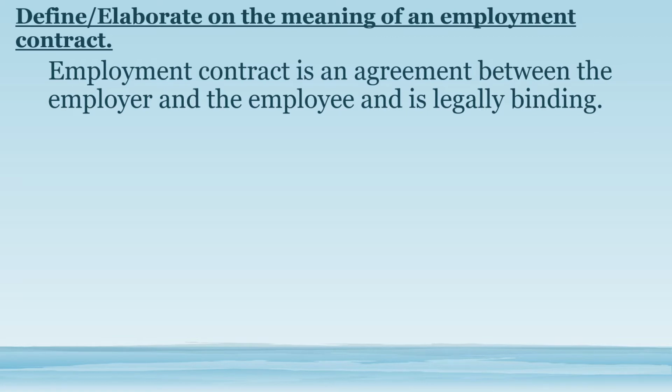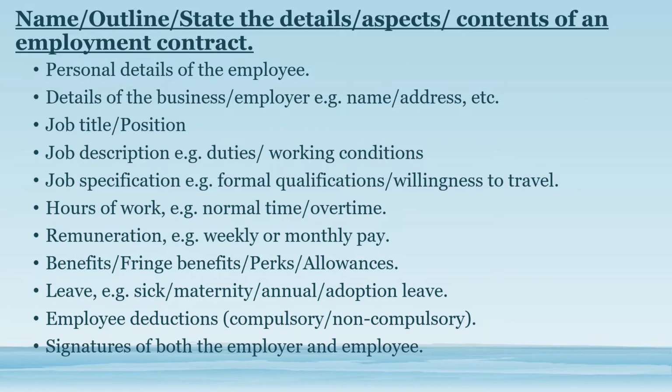And the employment contract is an agreement between the employer and employee relating to the job or the employment, and it's a legally binding document. When I look at this, it says name, state, or outline. What are some of the aspects that should be in the employment contract? You should know at least 5 of these.